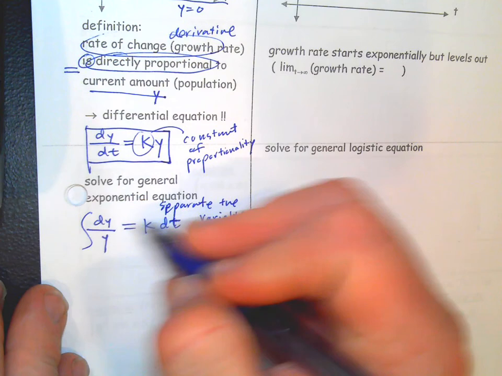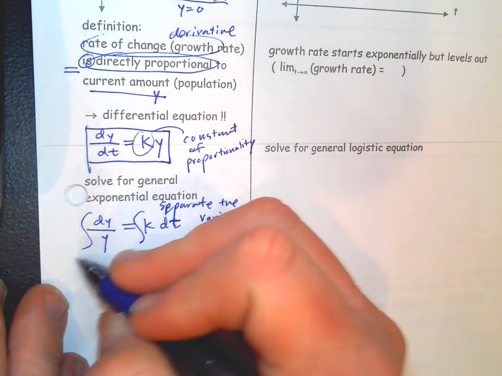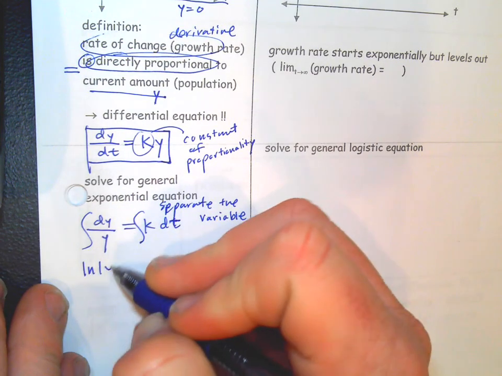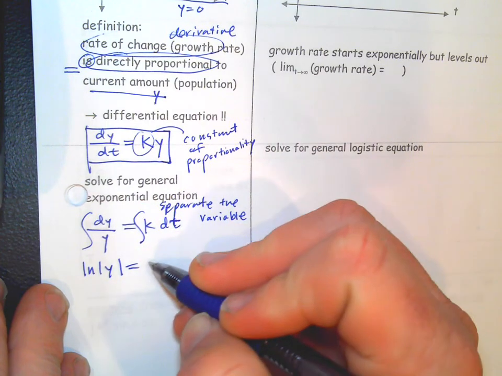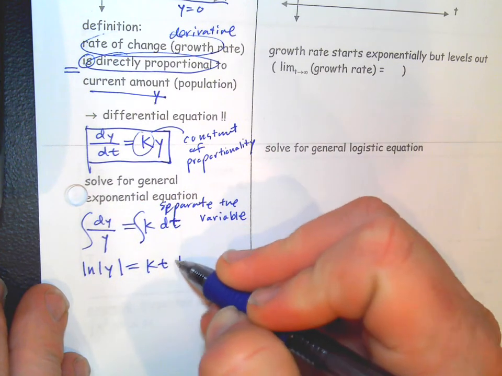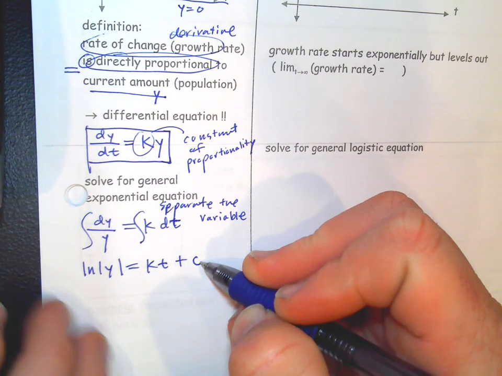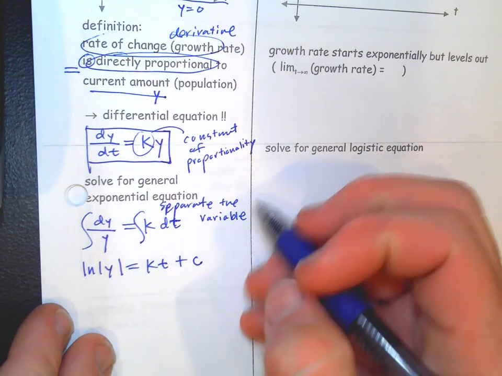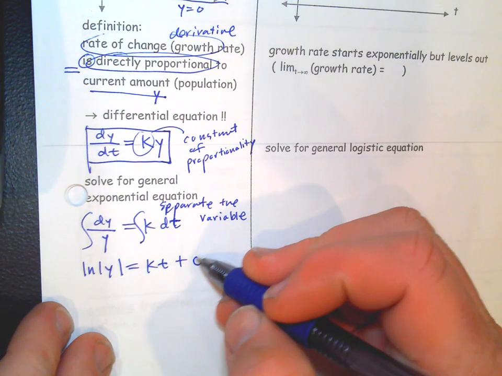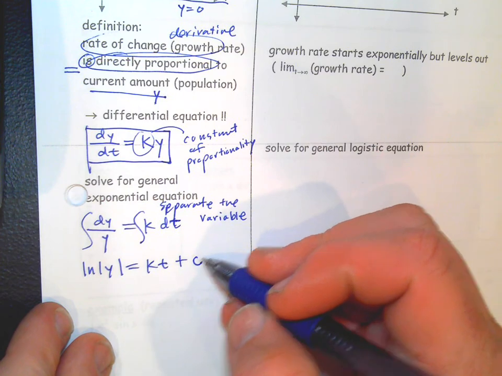So then we integrate both sides. So we have two antiderivatives. The antiderivative here would be the natural log of the absolute value of y, equals, over here, kt plus c. Got to do plus c. Now, a lot of times you have an initial condition that you can plug in, so you can find the c value right away. Otherwise, we're just going to drag it with us.